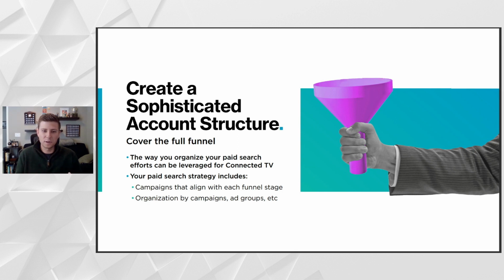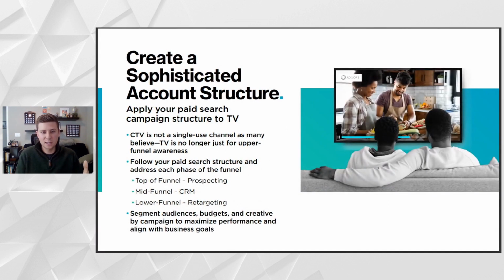How do you get the right messaging in front of the right user at the right time? Think about bringing that full funnel approach over to CTV. So, you have campaigns that align with each funnel stage on the search side. You've got your account organized by campaign, ad group, ads, you have ad extensions, everything like that. Take that same concept and apply it to TV, apply it to Mountain, apply it to connected TV. It's not a single use channel. TV is no longer just for awareness. It's no longer just for generating demand and getting your brand in front of new eyeballs. You can drive performance in the form of conversions and visits to your site through connected TV, and that's all measurable through the Mountain platform.